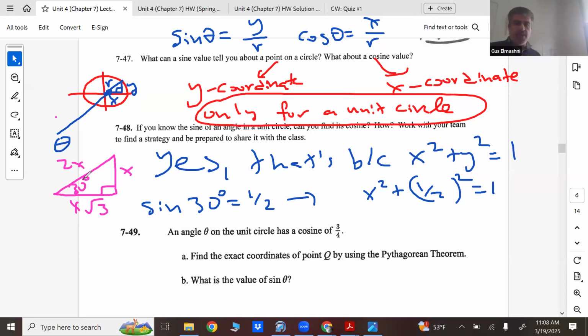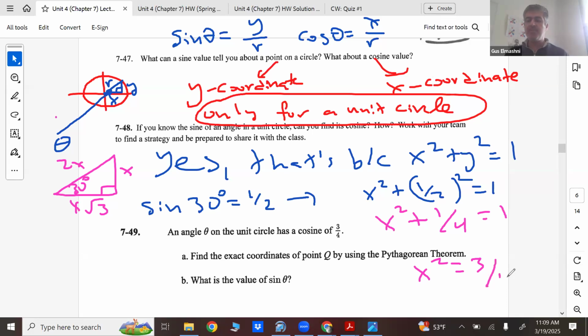So the question is asking, if you know the sine of an angle in a unit circle, can you find the cosine? Yes. How can you do it? You can use the Pythagorean theorem. So what even is a unit circle? A circle with center 0, 0 and radius 1. If I were to solve this, what would 1/2 squared become? 1/2 times 1/2? 1/4, right? You don't add, you multiply it. If you subtract 1/4, what do you get? What's 1 minus 1/4? 3/4.